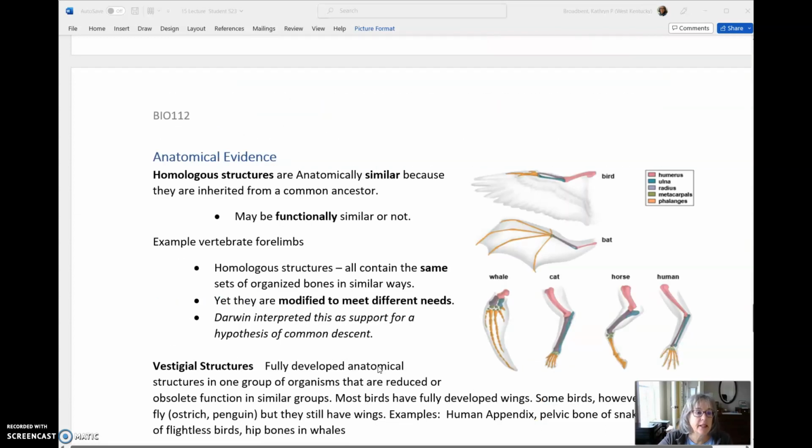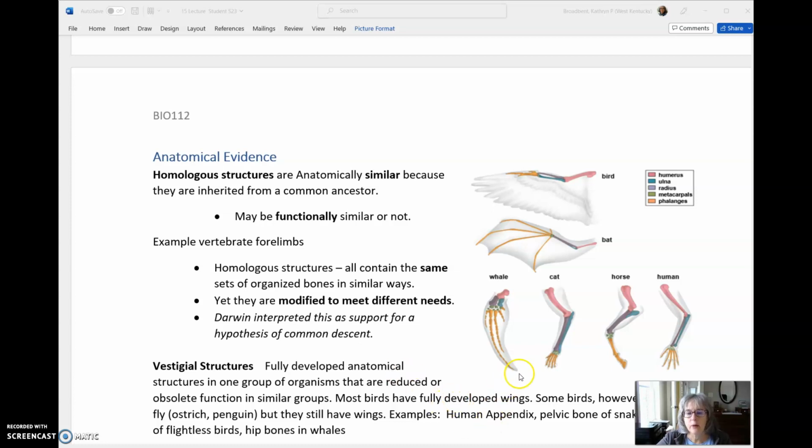We find anatomical evidence. Homologous structures are anatomically similar because they are inherited from a common ancestor. They may or may not be functionally similar. So we have an example of the vertebrate forelimbs. These are homologous structures because they all contain the same sets of organized bones, but they're used in different ways. They've been modified to meet different needs.